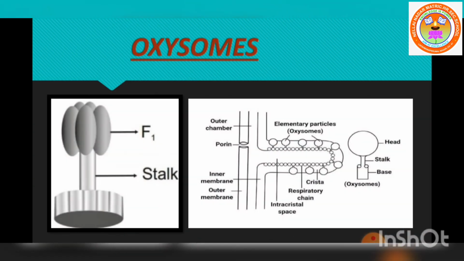Next, oxysomes. The inner mitochondrial membrane bears minute, regularly spaced, tennis racket shaped particles known as oxysomes. Oxysomes are also known as F1 particles. They are involved in ATP synthesis. Just see the picture, the oxysome with the F1 particle, and we can see a stalk. What is the major function of oxysome? It is involved in ATP synthesis. The oxysome has three different parts: head, stalk and base.